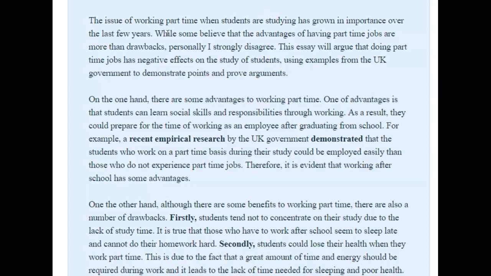Okay, so you think it has more disadvantages. Fine. This essay will argue that doing part-time jobs has negative effects on the study of students, using examples from the UK government to demonstrate points, prove arguments. Lovely, lovely. Let's move on.